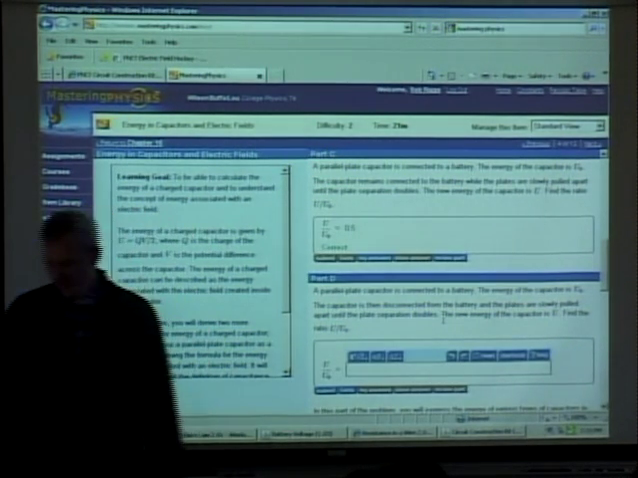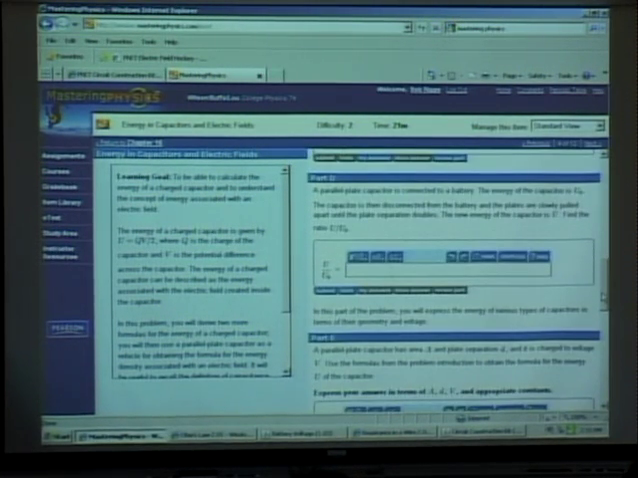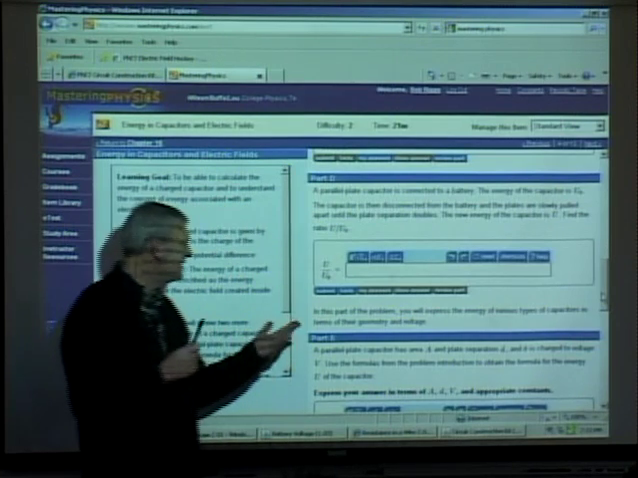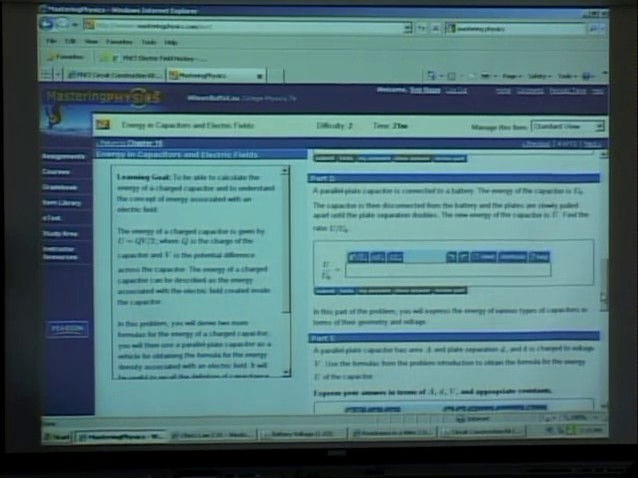now we come to a little bit trickier one. We've got a parallel plate capacitor connected to a battery, right? The energy of the capacitor is U naught. The capacitor is then disconnected. So what happens when I disconnect that thing? The charge will stay the same, but what's going to change now? The voltage. The voltage is going to change.